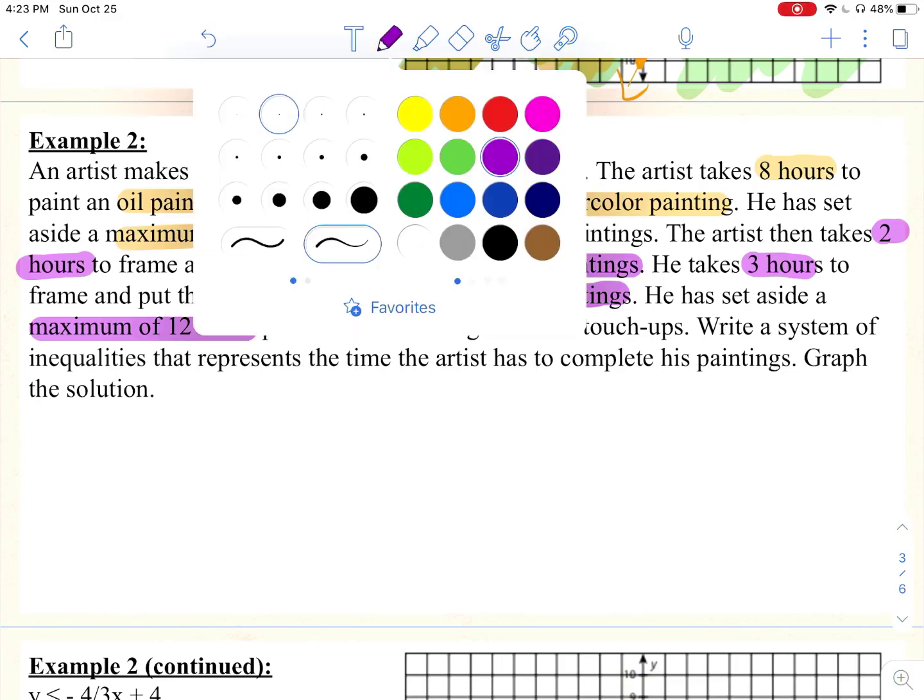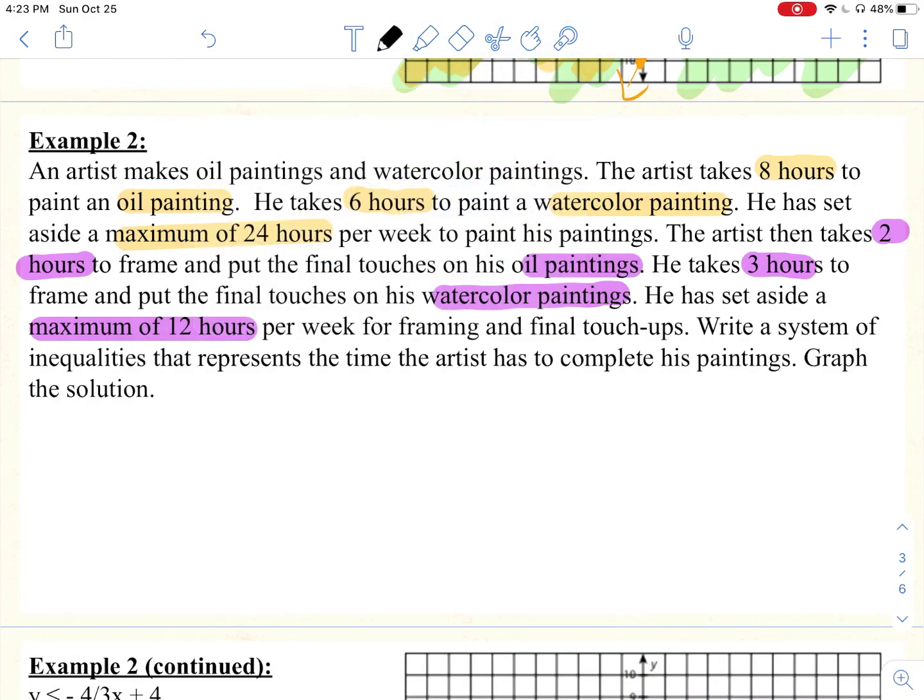So here we're talking about the number of oil paintings and the number of watercolor paintings. Because these are two different types of paintings used within this word problem, we're going to have to establish our variables and they will be different. So x is going to be the number of oil paintings, and y will be the number of watercolor paintings.